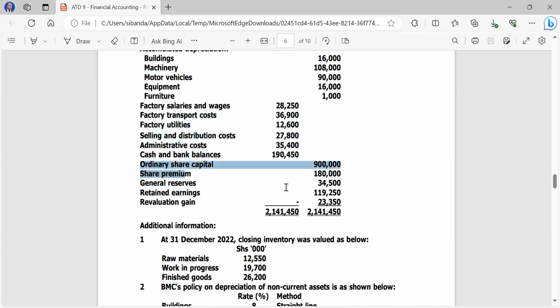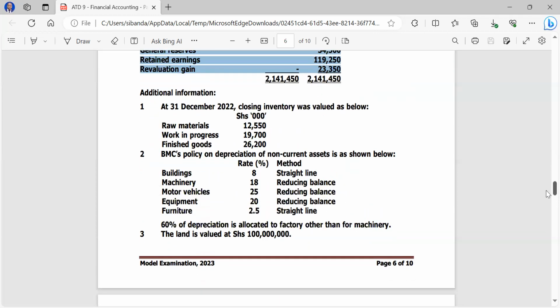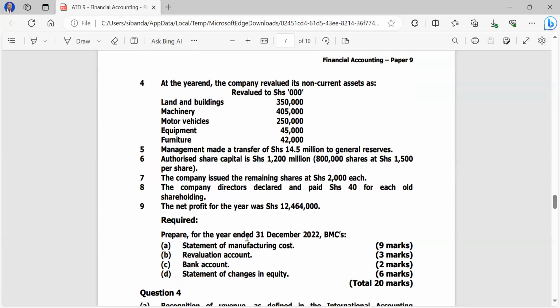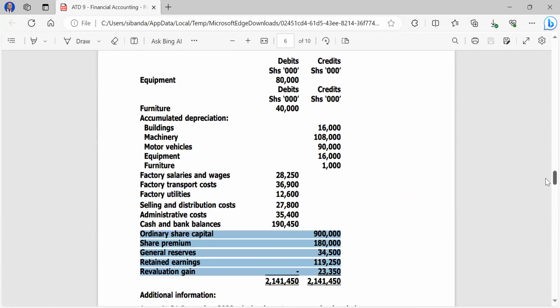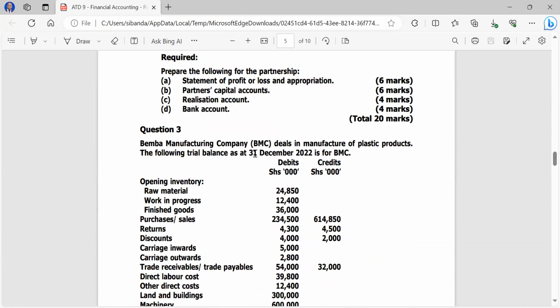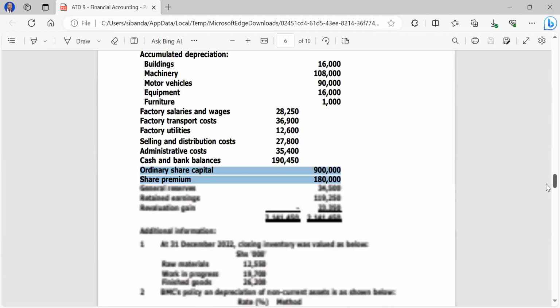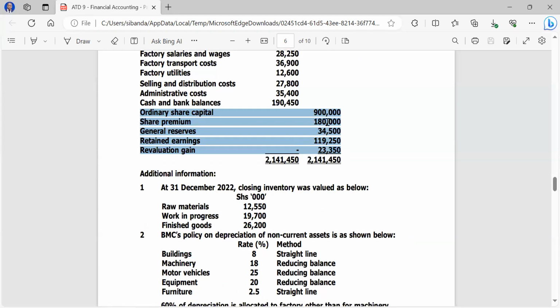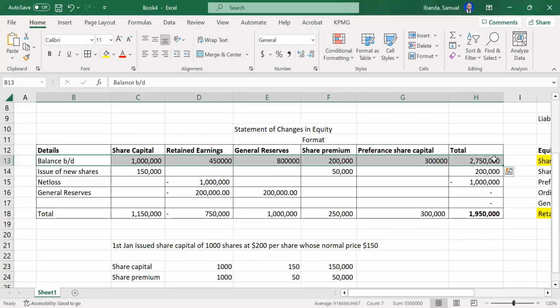Then we now start. You see these that we are seeing here? These are our equity items. And remember, this is asking us to prepare a statement of changes in equity for the period ended 31st December 2022. So it means that this is the trial balance for 31st December 2022. So these are our period end balances. But remember, we say that when we are preparing our so-called statement of changes in equity, we start with the balances brought down.